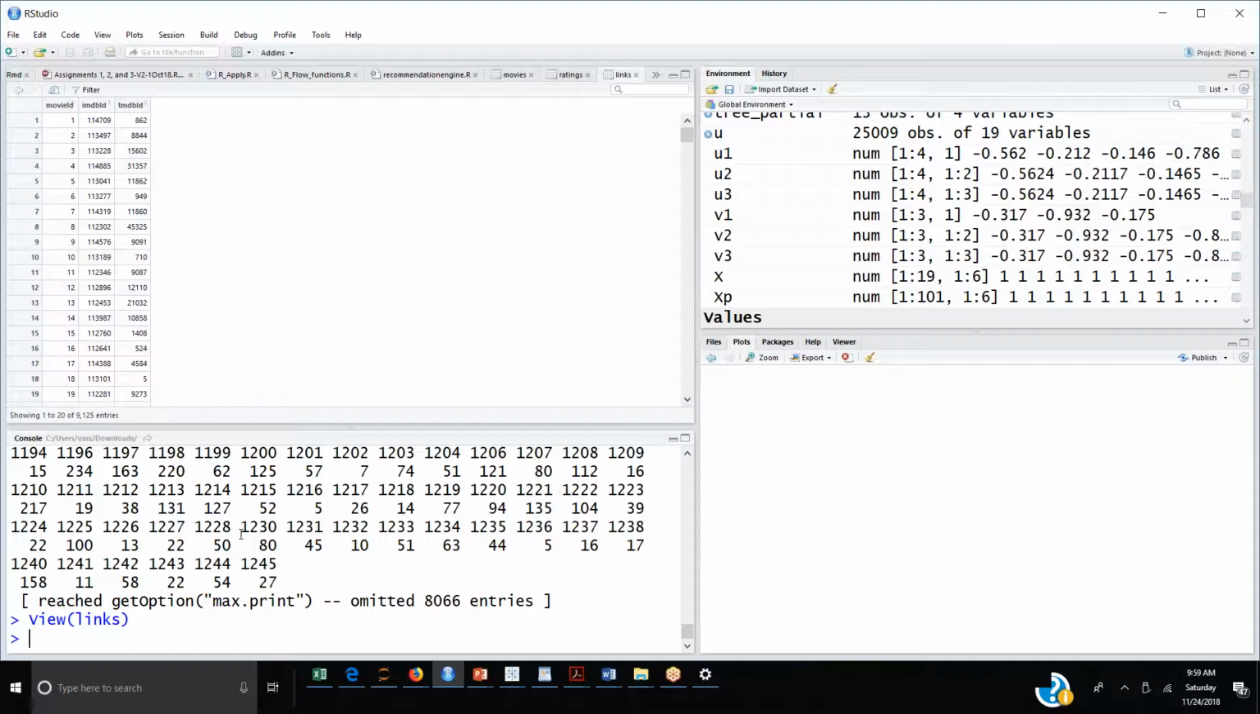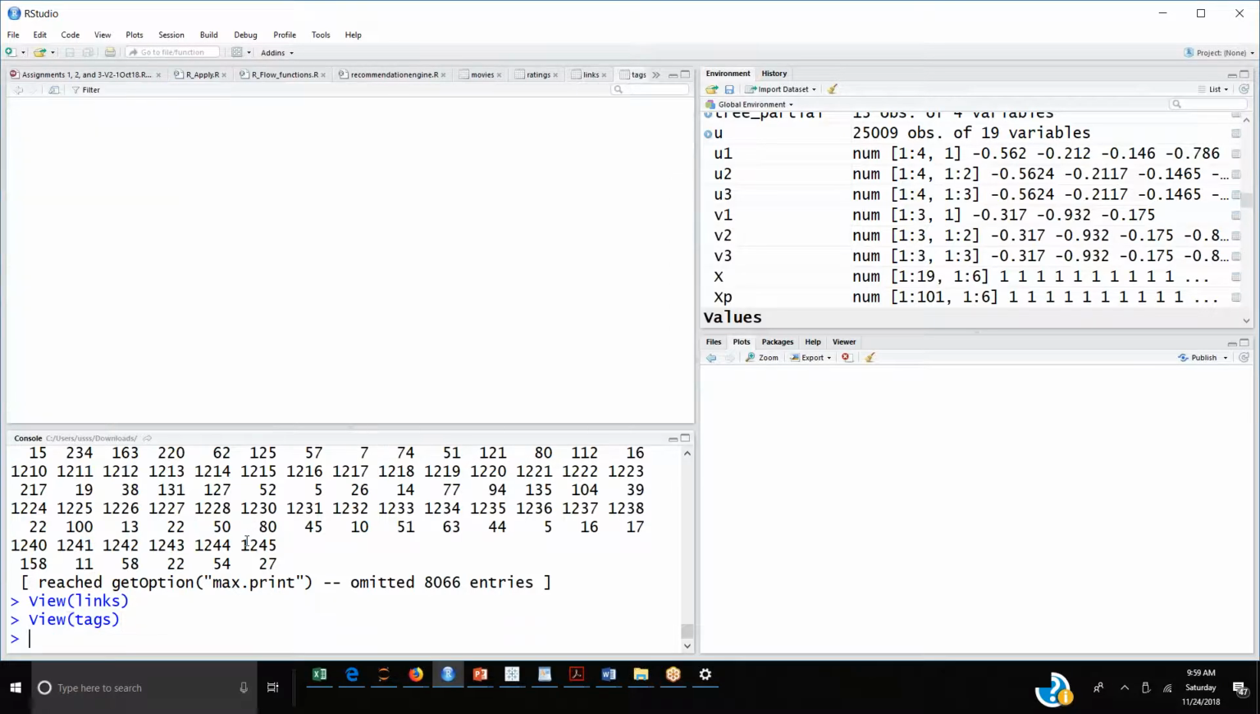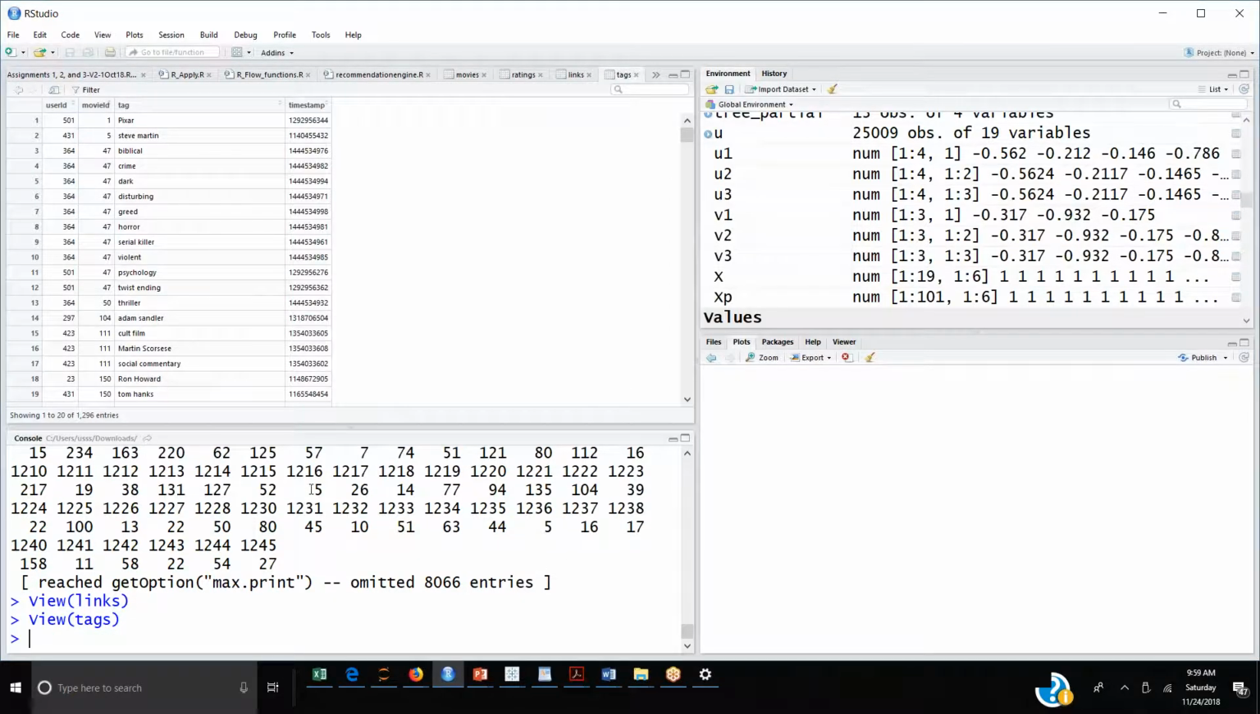Okay. And then what are the other things I have? 4 tables I have, right? Tags. Oh, tags, right? So view tags. You see, movie 1 has a tag called Pixar. That's not surprising, right? It's a Pixar movie, Toy Story.